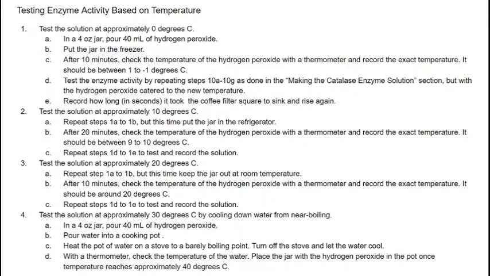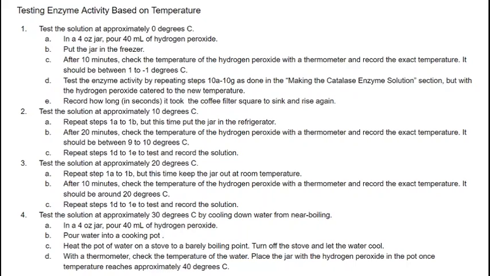First, test the solution at 0 degrees Celsius by pouring the hydrogen peroxide into a jar and placing it into the freezer to cool down to around 1 to -1 degrees Celsius. Then, test the enzyme activity by repeating steps 11A to 11G from making the catalase enzyme solution section and record how long it took for the square to sink and rise again.